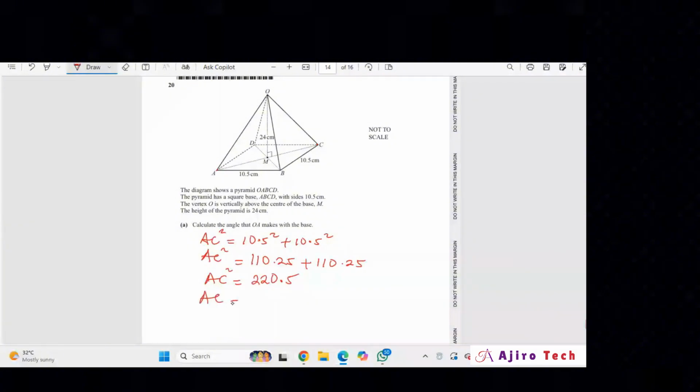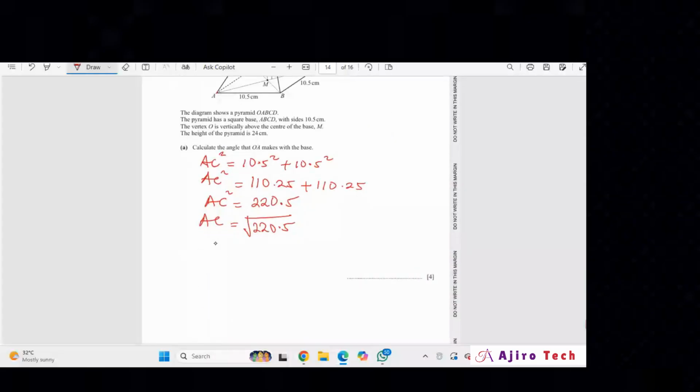At this point, I can bring it in. The square root of 220.5 is going to give us AC. So you press the square root of 220.5, and that gives us an answer of 14.85. So that is our AC, which is also in centimeters.